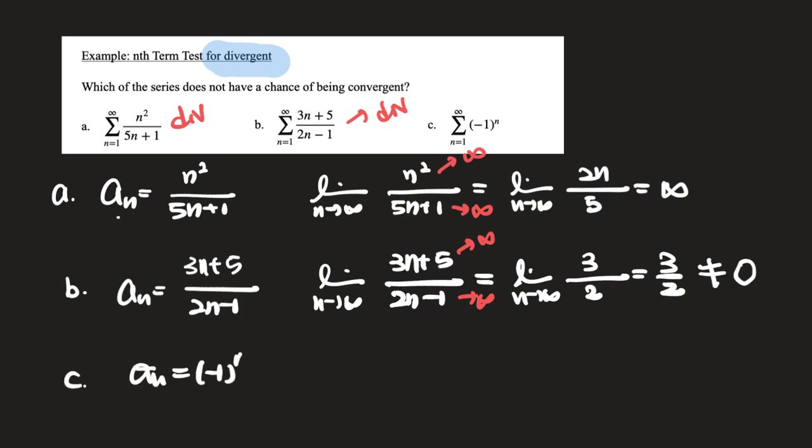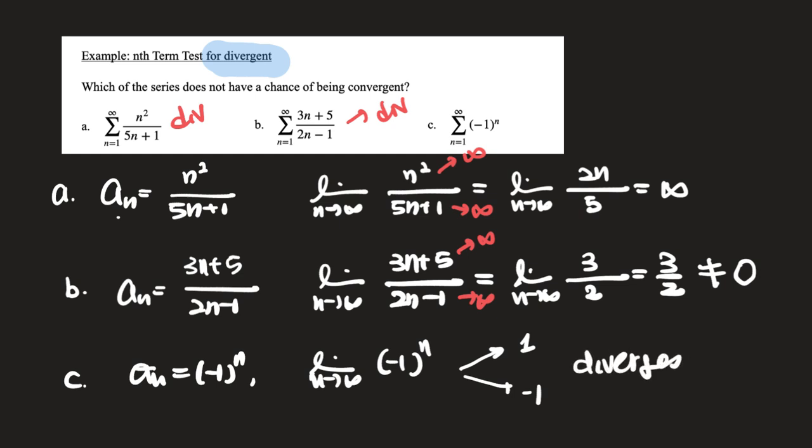Okay, let's go to C. a_n is negative 1 to the n. The limit as n approaches infinity of negative 1 to the n is an alternating sequence: it goes to 1, the next one is negative 1, 1, negative 1, 1, negative 1. This limit does not exist, so we say this is divergent. So for the nth term test for divergence, if the general term of a sequence is not going to 0 or the limit does not exist, we confidently say the infinite series is going to be divergent.